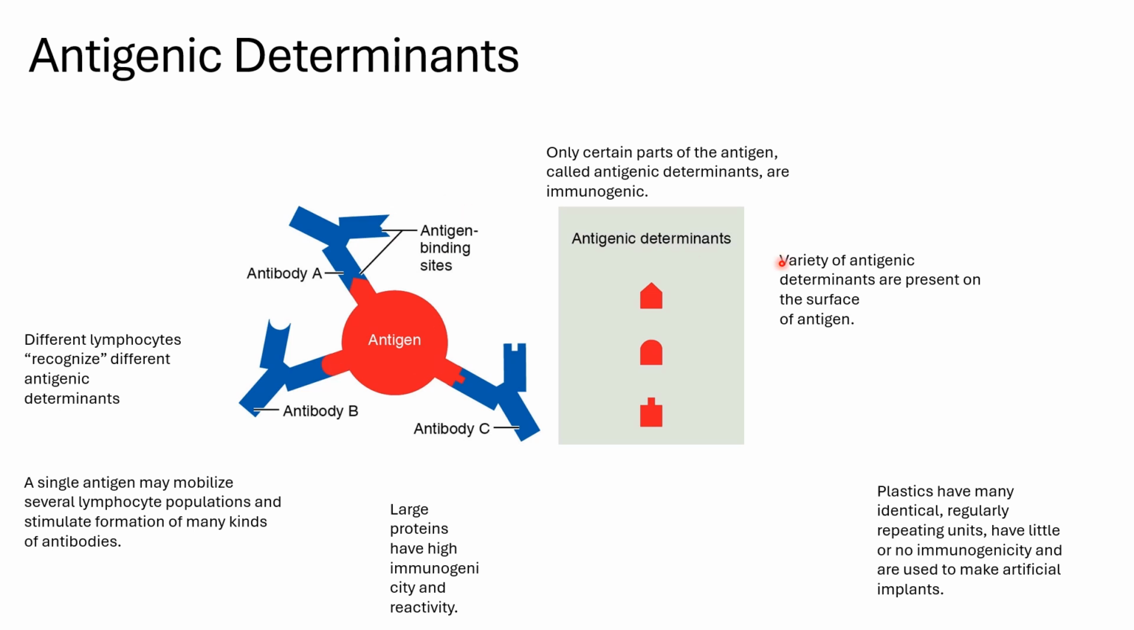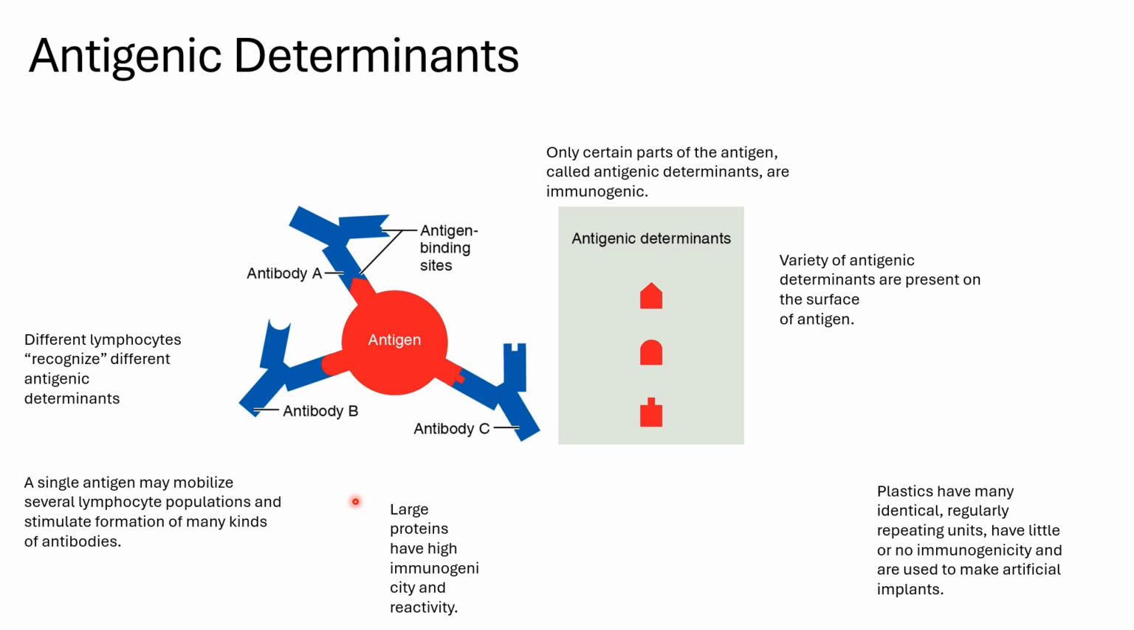And a variety of antigenic determinants are present on the surface of an antigen. Then there are many large compounds like plastics. They have many identical, regularly repeating units, have little or no immunogenicity, and are used to make artificial implants. So that's why, because plastics do not have antigenic determinants. Otherwise, a regular molecule can have many antigenic determinants.